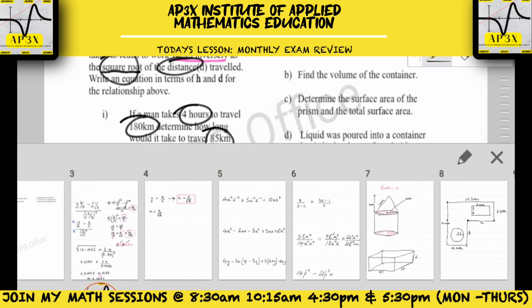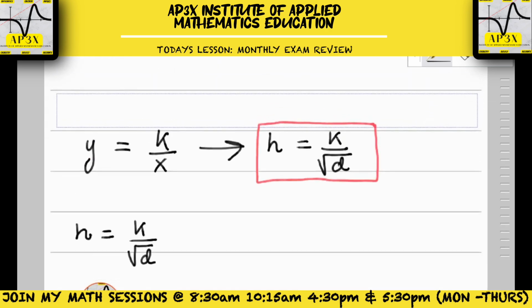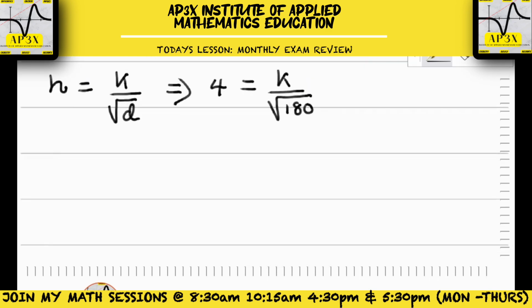So in this case, we're going to be using the time 4 and the distance 180 to calculate the value of k. The hours travelled here is 4, and that's going to be equal to the constant of proportion, which we don't know, divided by the square root of the distance, which is 180. So 4 is equal to k divided by the square root of 180.